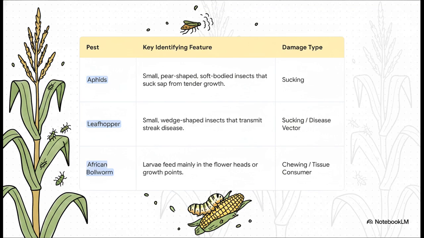You've got your sapsuckers, like tiny aphids, that are literally sucking the life right out of the plant. Then you've got the vectors, like the leafhopper. It doesn't just feed, it carries and spreads nasty diseases like maize streak. And of course, there are the chewers, like the African bollworm, whose larvae just munch right through the most important parts of the plant. You've got to know their MO to catch them.